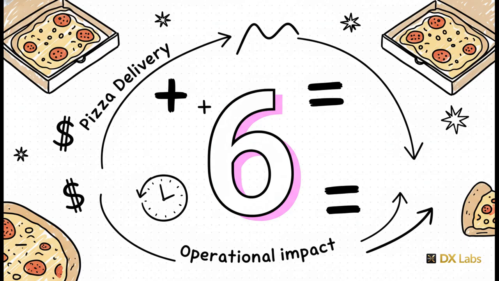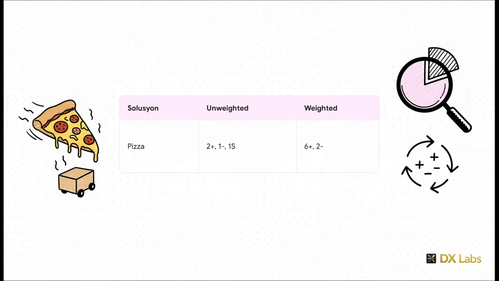The operational impact is you can easily quantify the benefits based exactly on the criteria that actually matter most to your process. In Lean Six Sigma, the golden rule is you want the alternative with the most pluses and the least minuses. Kung titingnan lang natin yung unweighted score ng pizza delivery, it's 2 pluses, 1 minus, and 1 S. Parang okay lang, di ba? But look what happens when we factor in the weights. The weighted score jumps to 6 pluses and only 2 minuses. Dito, malinaw na mathematically and logically, pizza delivery is the superior choice over the baseline.